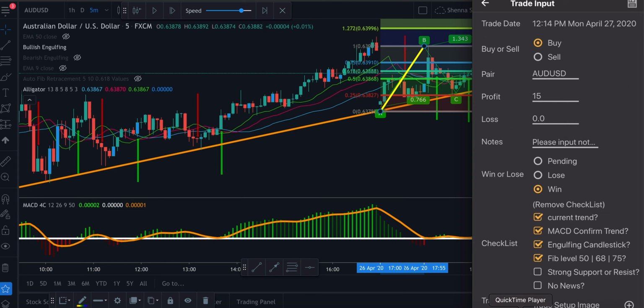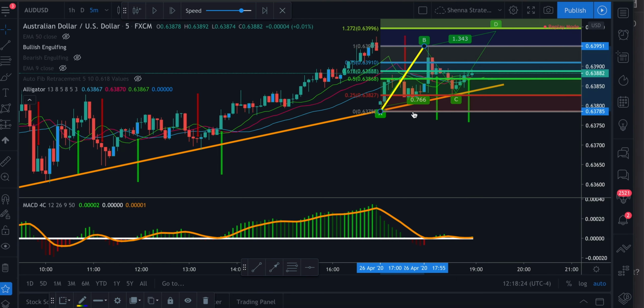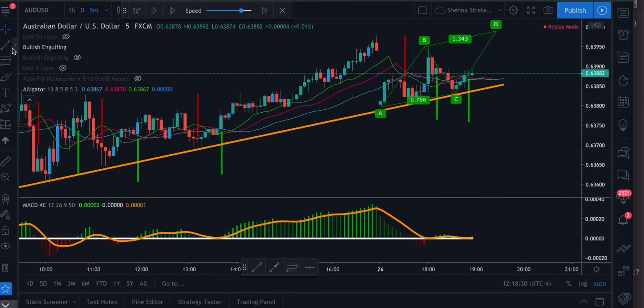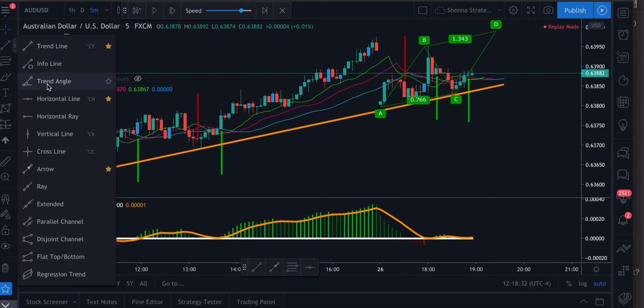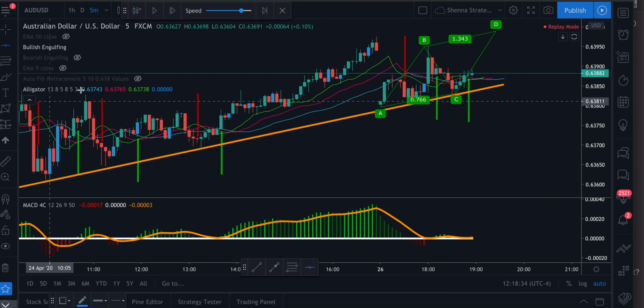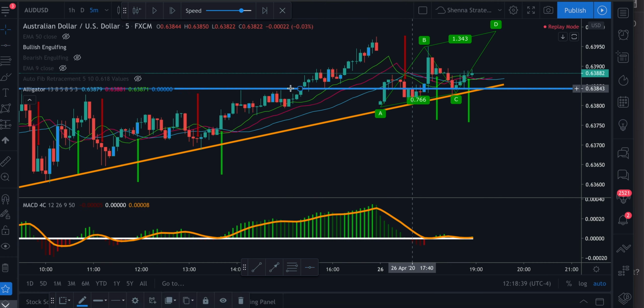The next thing is a strong support and resist. Let's look. At that level, it's right here. Yes, it has good level of support and resist. As you can see, this is a resist, this is support. So it's a good value level of support and resist.